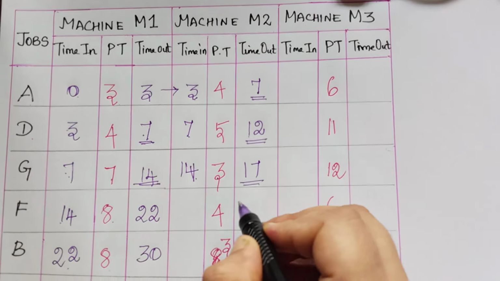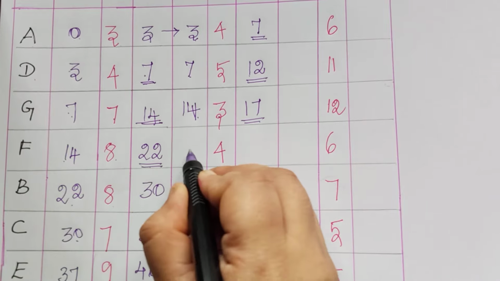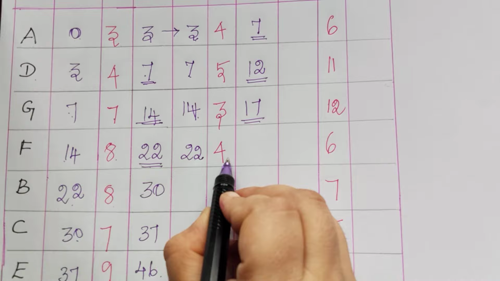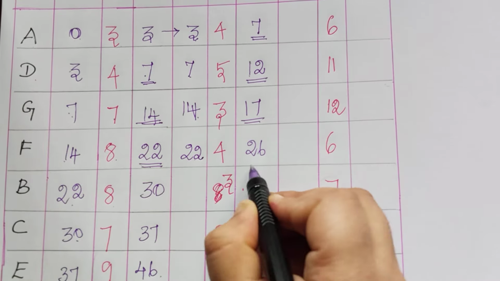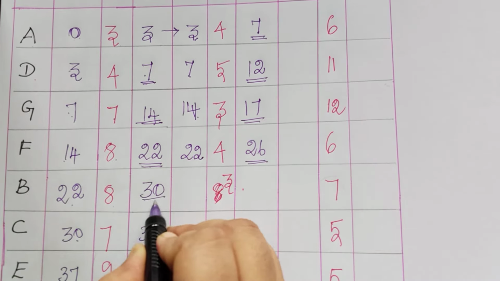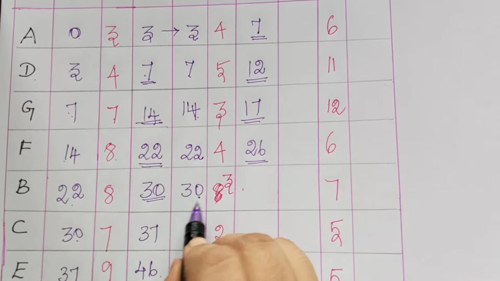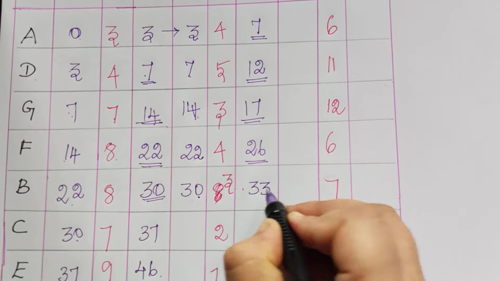So now, 17 is greater or 22? 22 is the greater value. So 22 should come here. 22 plus 4, that is 26. Now which is maximum, 26 or 30? 30 is the maximum. So 30 has to come here. So 30 plus 3 is 33.